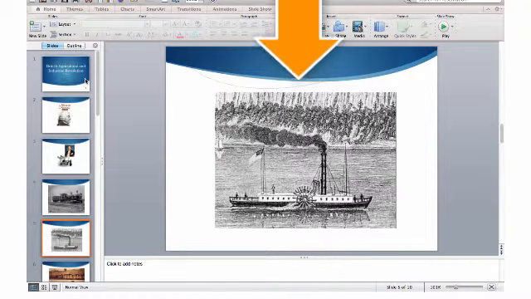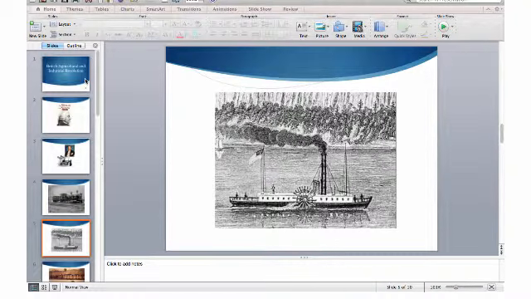In 1807, Robert Fulton builds the first successful steamboat, known as the Clermont. The Clermont and future steamboats allowed for British goods to be traded across the English Channel with France, Spain, and Portugal.